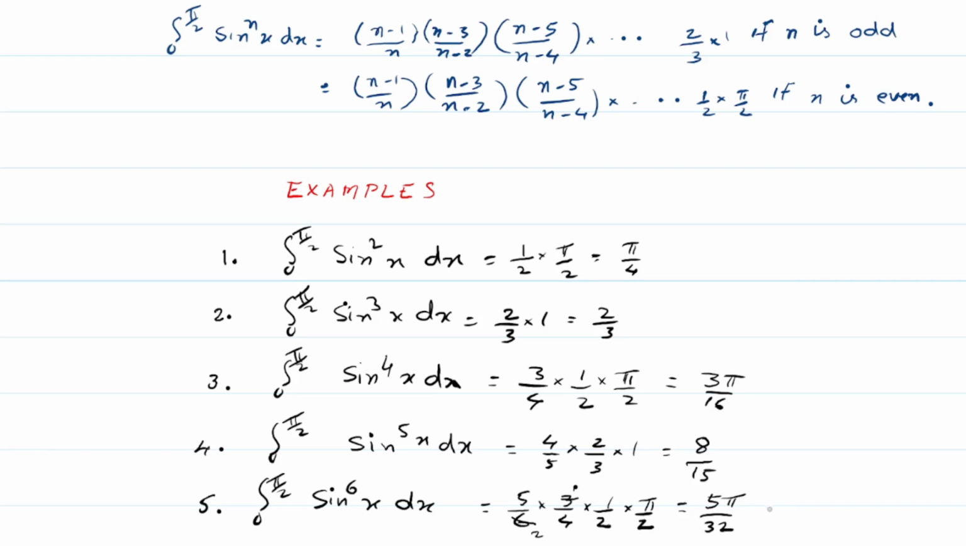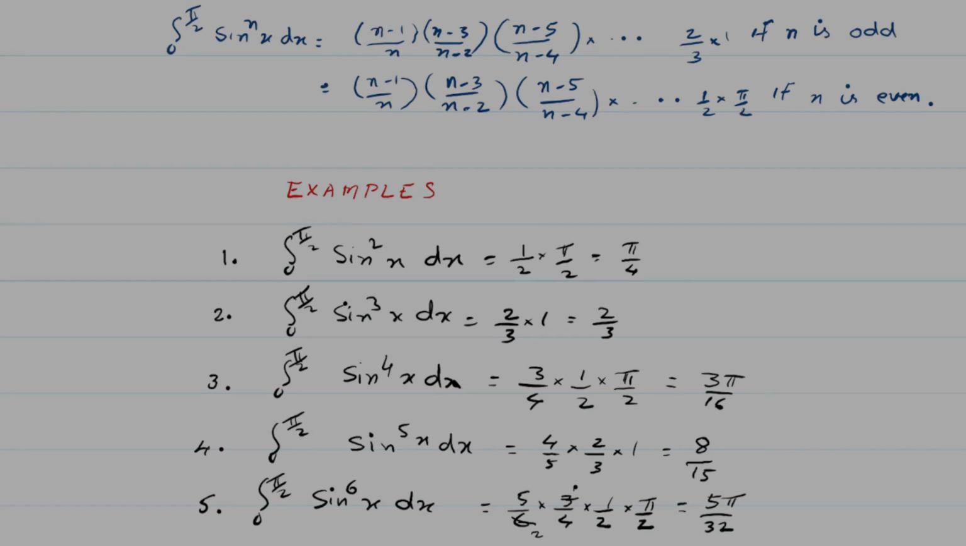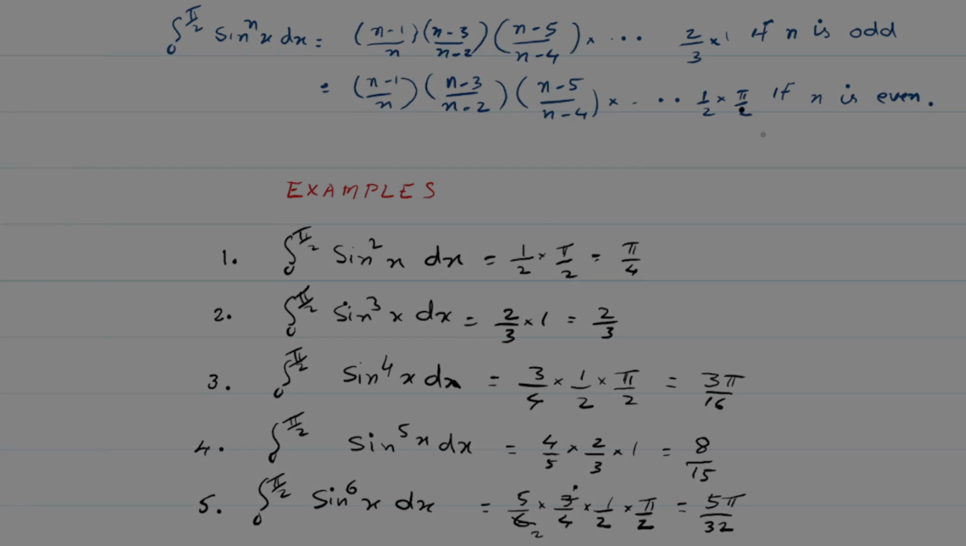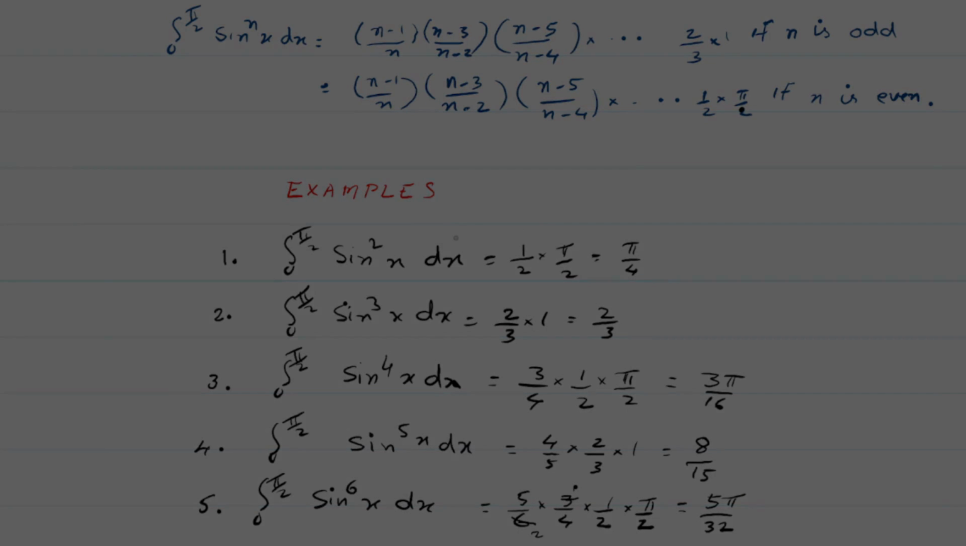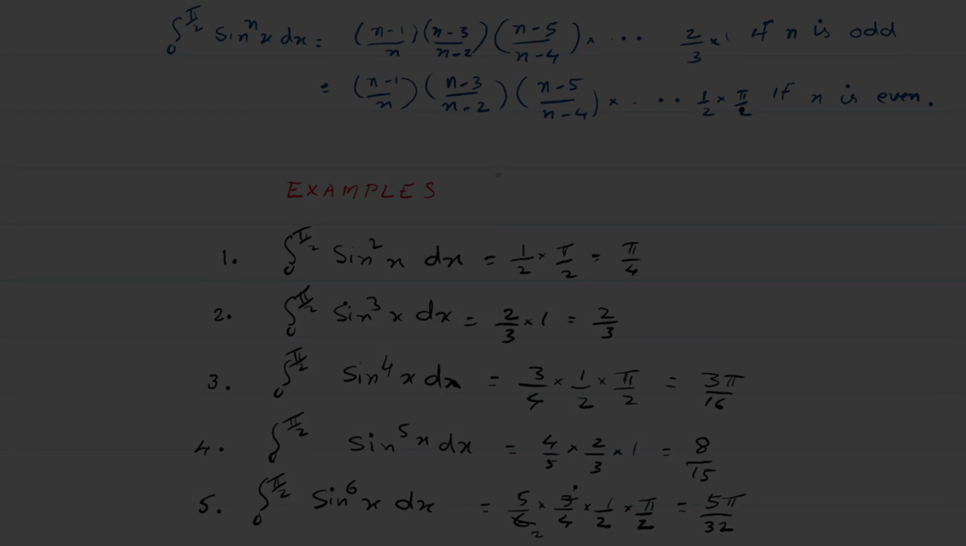So these are the examples, and this is the formula for finding integral 0 to pi by 2 sin raised to n x dx. The first term is very important, n minus 1 divided by n. Here also n minus 1 divided by n. The last term will be 2 by 3 into 1 if n is odd. The last term will be 1 by 2 into pi by 2 if n is even. So thanks.